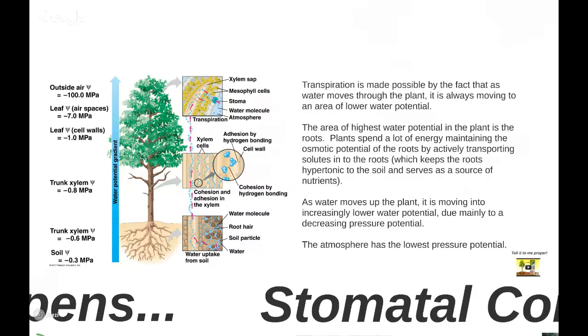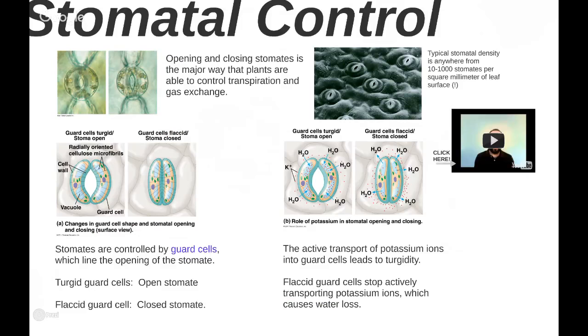So stomates are a big part of this control of pulling water up the plant. The opening and closing of stomates is a major way plants are able to control transpiration and gas exchange. Obviously, if the stomate is open, water can leave, but carbon dioxide can get in. If the stomates are closed, then water can't leave, but CO2 can't get in. So plants have to balance: do I photosynthesize and potentially lose water, or do I close my stomates and not photosynthesize but retain water?